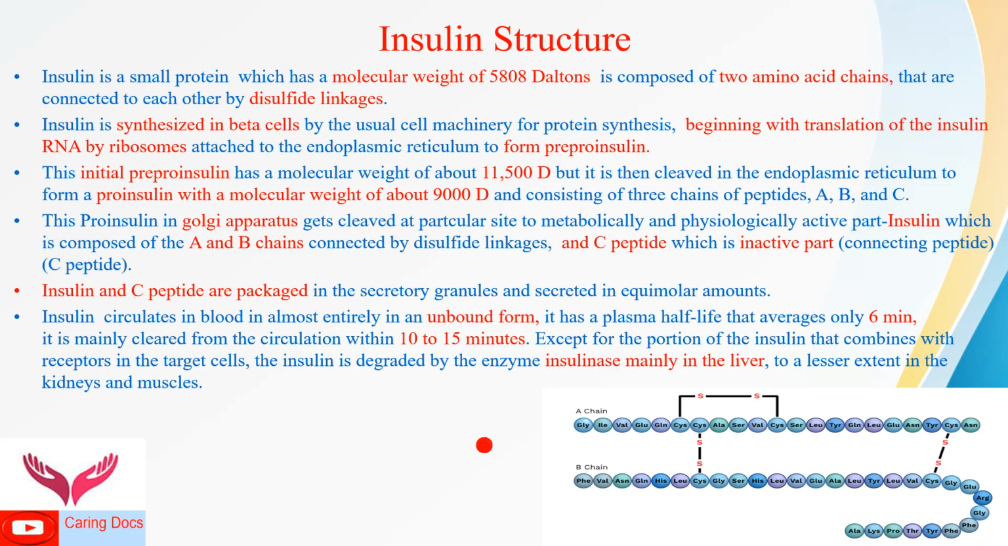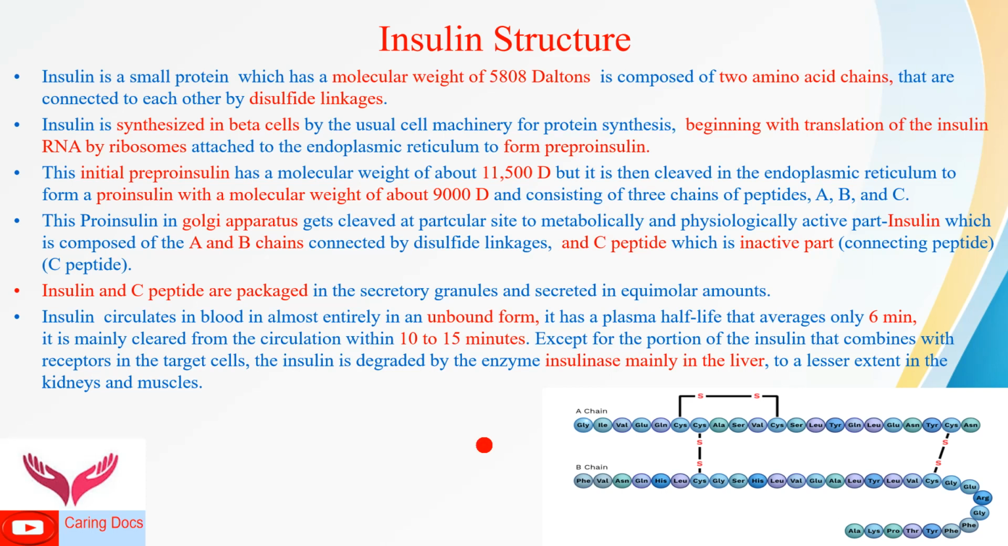The proinsulin in the Golgi apparatus gets cleaved at a particular site into a metabolically and physiologically active part, that is the insulin, composed of A and B chains connected by disulfide linkage. And the C peptide is an inactive part. C means connecting peptide. Both insulin and C peptide are packed in the secretory granules and secreted in equimolar amounts.